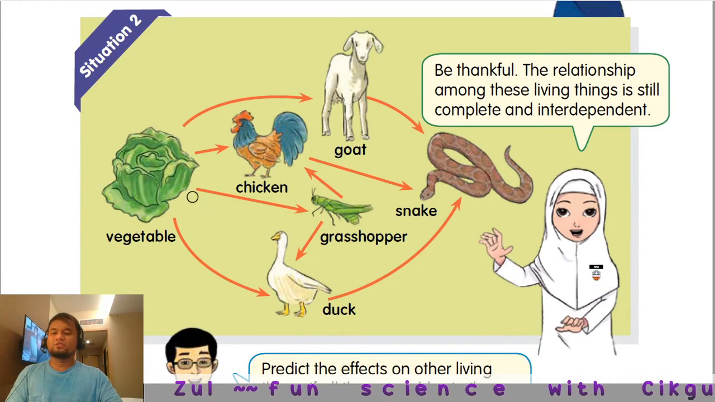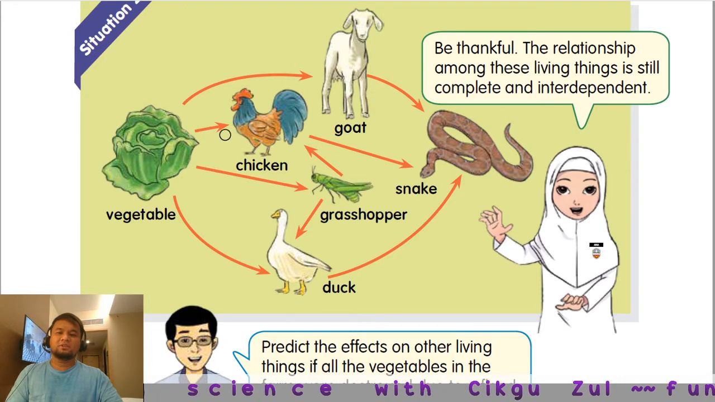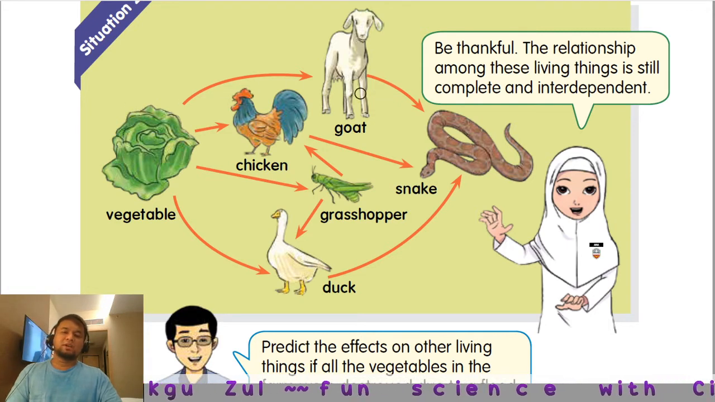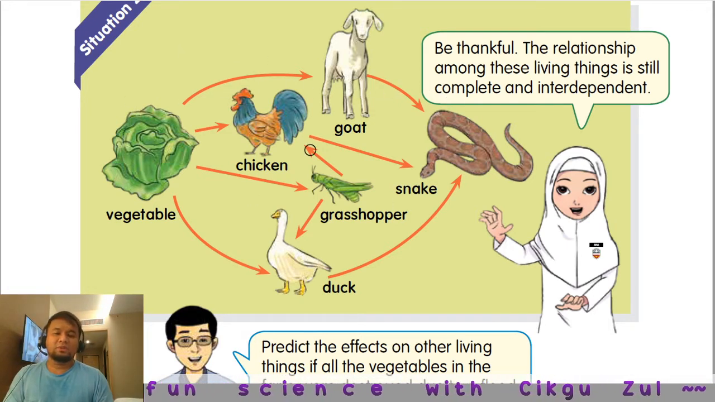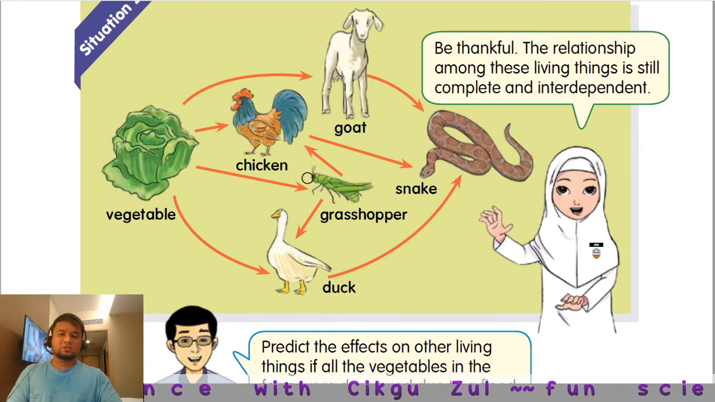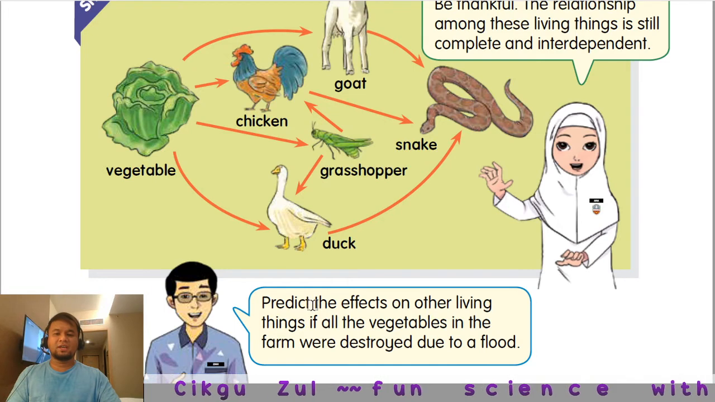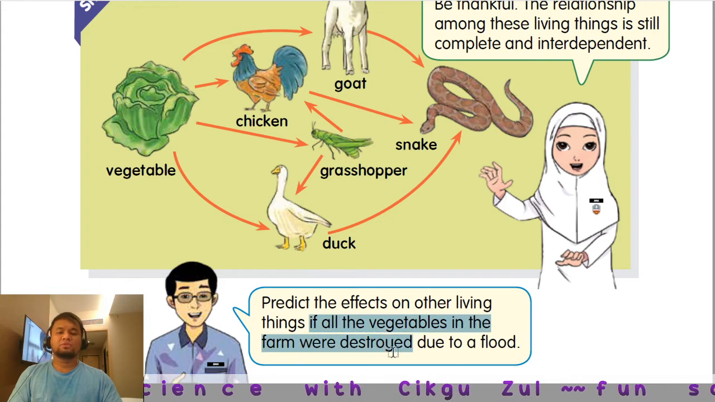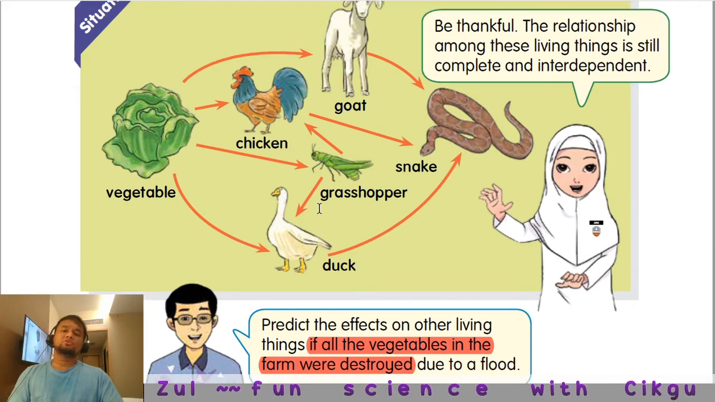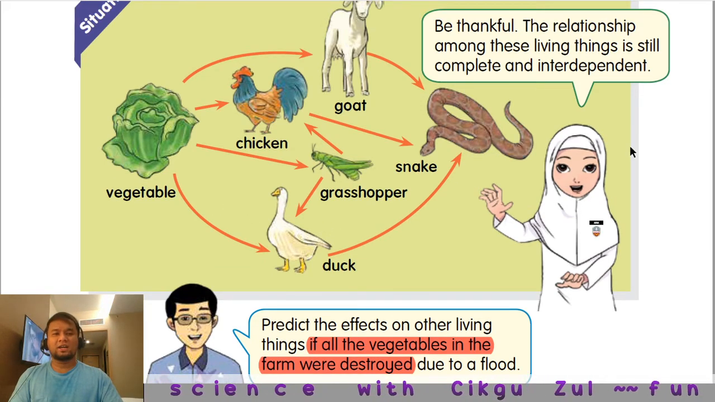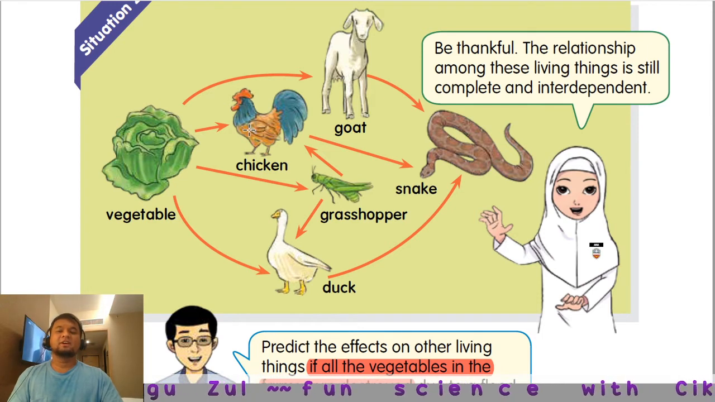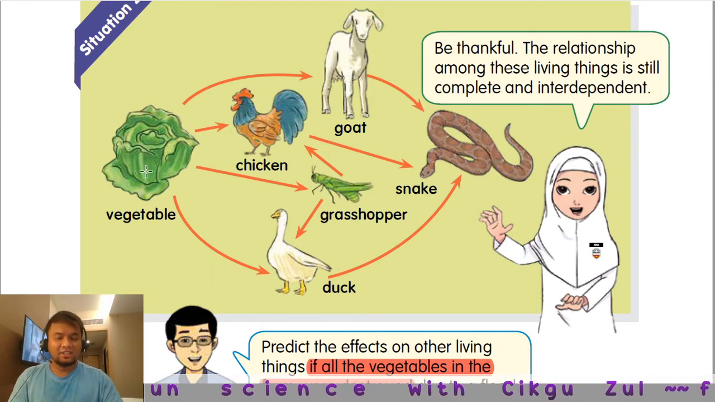Okay, goat. Okay, sorry. Kita tengok dekat sini, vegetable eaten by chicken and then eaten by snake, lepas tu eaten by duck, eaten by snake again. Vegetable eaten by goat, eaten by snake, and kalau nak pergi satu-satu, okay, tak apa, kita pergi terus kepada dia punya soalan. Okay, predict the effects on other living things if all vegetable in the farms were destroyed due to a flood. Tiba-tiba banjir melanda, jadi semua sayur-sayur ini dimusnahkan. Okay, jadi apa yang berlaku kepada hidupan lain? What happened to the chicken? Decrease. Kenapa? Sebab chicken eats the vegetable.